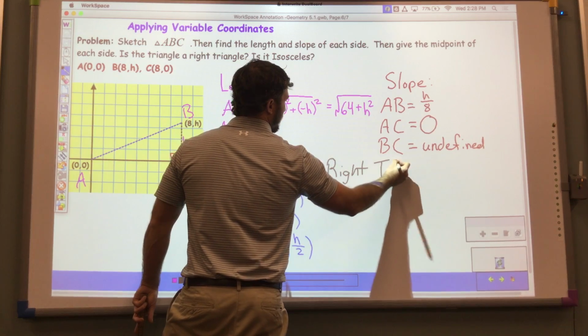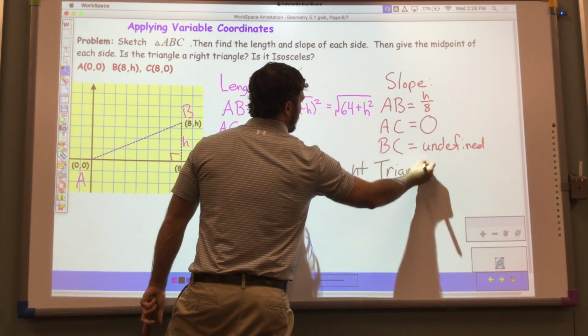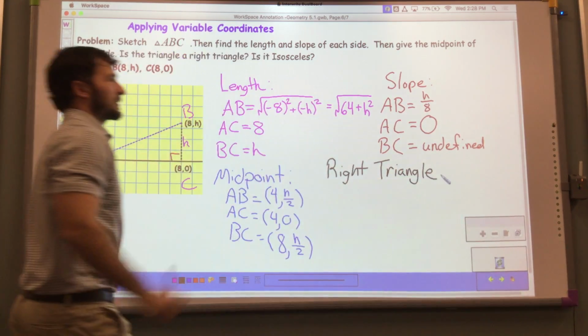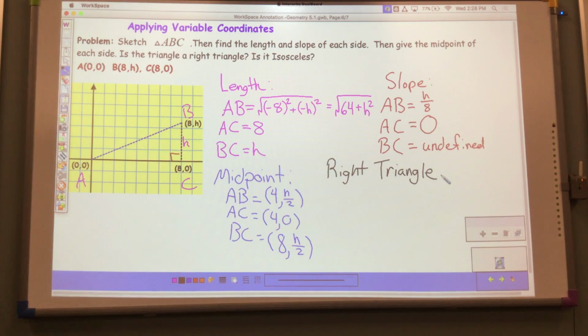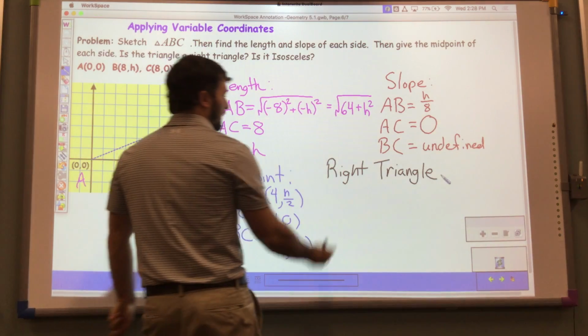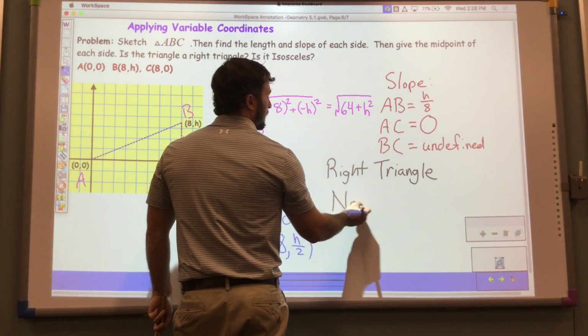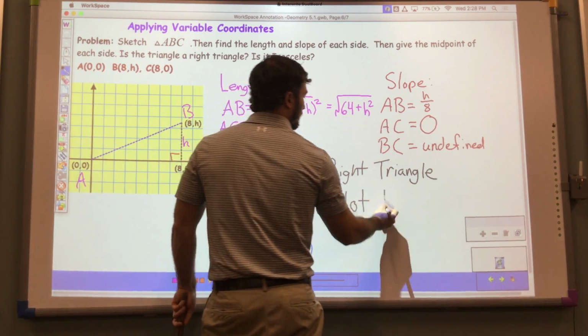To figure out if it's isosceles, we need at least two lengths to be the same. Are any of these the same? No, they are not. So it's not isosceles. It actually would be scalene.